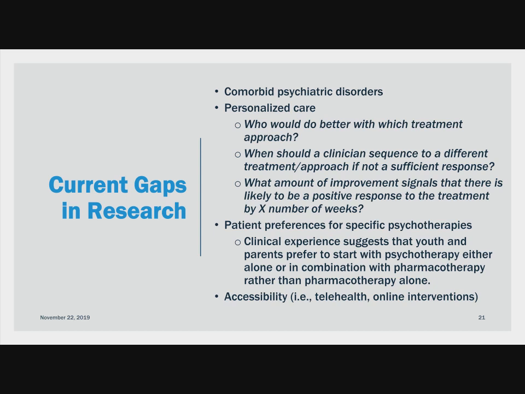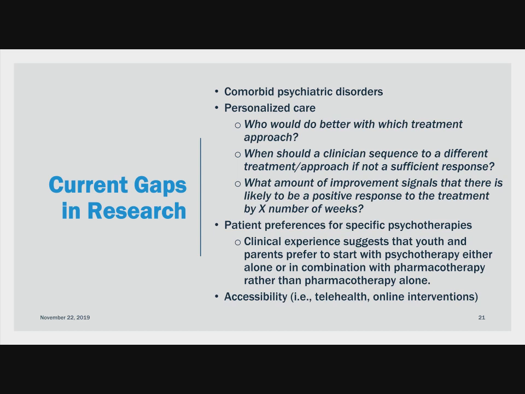We still need to better understand personalized care, so who would do better with which treatment approach. We need to understand how sequencing treatments might improve outcomes. When should a practitioner know whether a treatment is working? By what number of sessions should they expect to see a response already to know that this treatment is going to be effective for this patient? And lastly, in addition, how does patient preference impact on the efficacy of treatment for that patient?